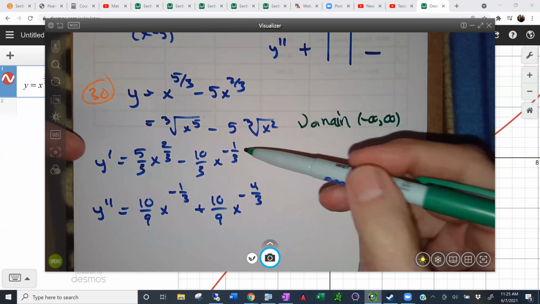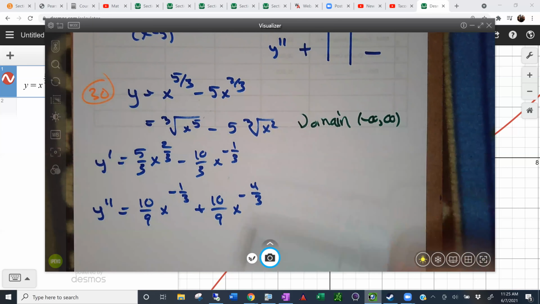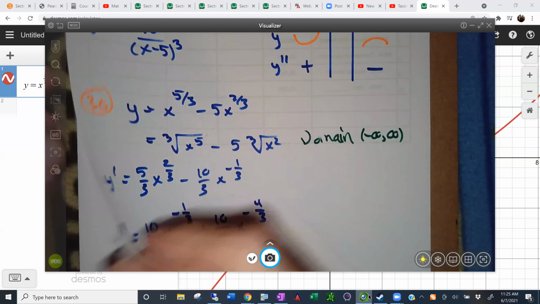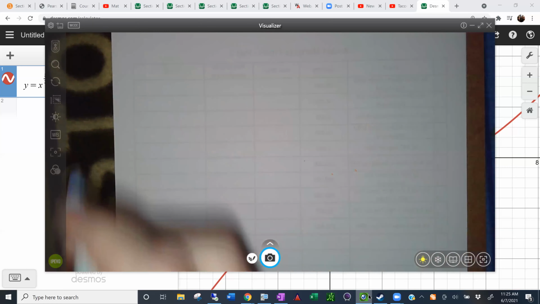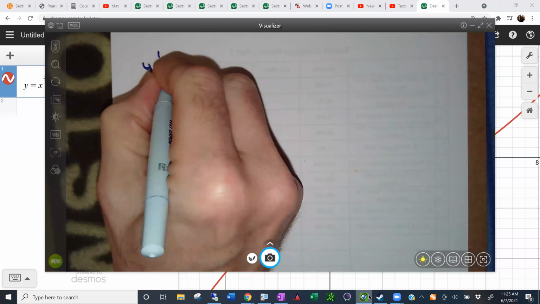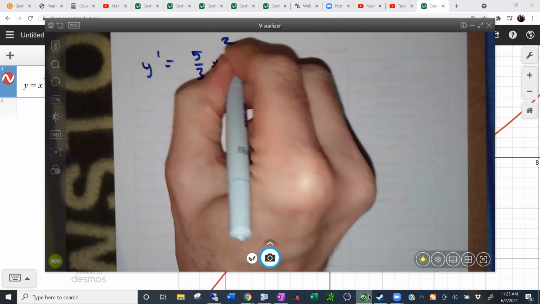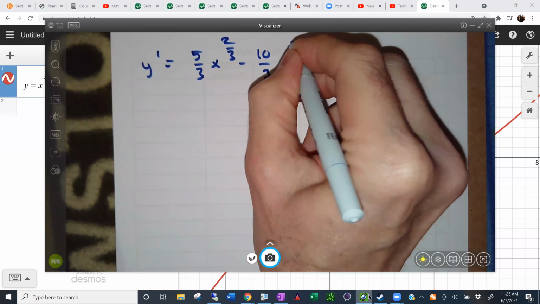The challenging part is going to be finding where this is equal to 0 or does not exist. And that's the part that I'm going to help you out with. That's the part that's going to require a little fancy footwork in terms of the factorization. So let's start by finding where the first derivative is 0 or doesn't exist. Let me rewrite that over here. Y prime is going to be 5/3 x to the 2/3 minus 10/3 x to the negative 1/3.